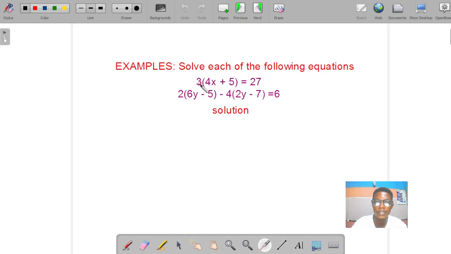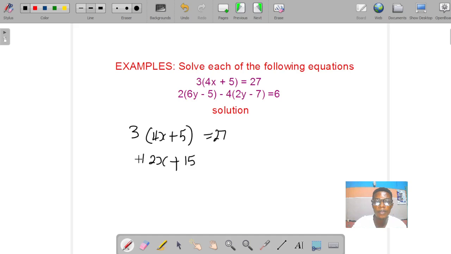Now we have two examples here: 3(4x + 5) = 27, and 2(6y - 5) - 4(2y - 7) = 6. Let's solve the first one and see where we get from there. We have 3(4x + 5) = 27. Let's open the bracket. As I told you earlier, you multiply the term outside by both terms inside this bracket. First, I multiply 3 by 4x: 3 times 4 is 12x. Same thing, 3 times 5 is 15. You retain the sign in between.